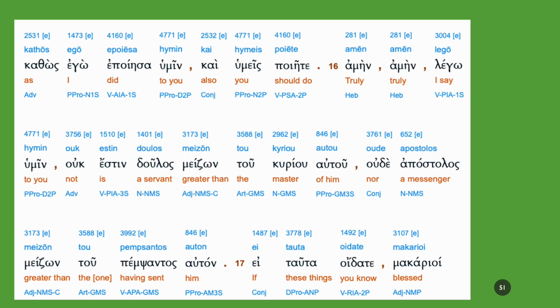Kathos ego epoiesa humin, as I did to you, kai humeis poieite. So that's what we've just done. Then it goes on in verse 16, amen, amen, which means literally, truly, truly. Lego humin, I say to you, ouk estin doulos meizon tou kuriou autou. A servant is not greater than his master. Oude apostolos meizon tou pempsantos auton. Nor is a messenger greater than the one that sent him.